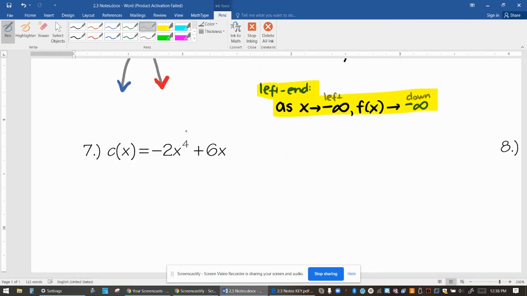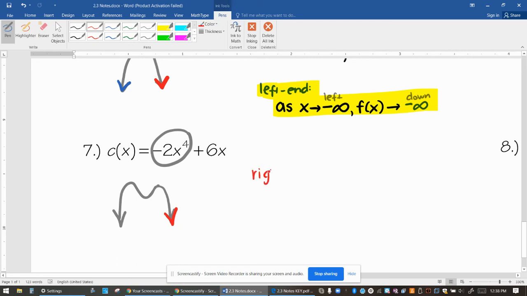Okay, the highest exponent for this next function is to the fourth power. The leading coefficient is negative. Remember, the leading coefficient affects the left side. Now, quartics are w's. So you can draw your w however you want. It doesn't have to be perfect. Now, notice the leading coefficient was negative, which means that the right side should be falling. So I'm going to go ahead and write about that first. So the right side is falling.